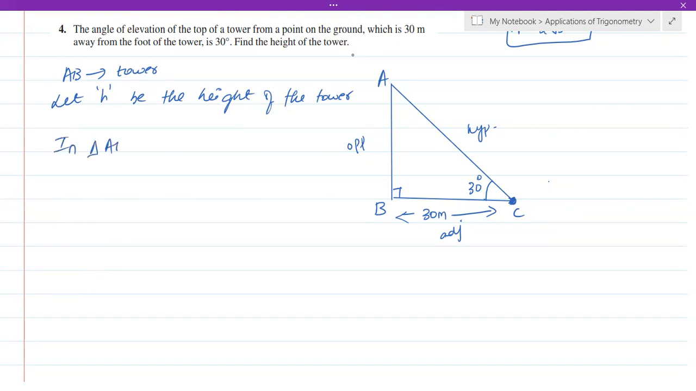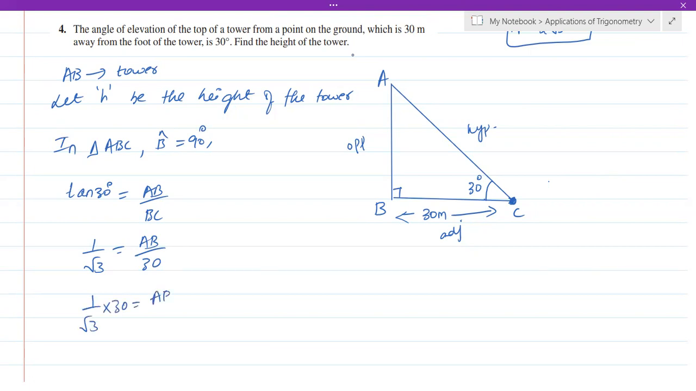In triangle ABC, angle B is equal to 90 degree. We are going to make use of tan. Tan 30 degrees is equal to opposite by adjacent. Opposite is AB, adjacent is BC. Tan 30 is 1 by root 3. AB value we have to find, and BC value is 30. So let's send 30 to the other side. So it will become 1 by root 3 into 30 is equal to AB.